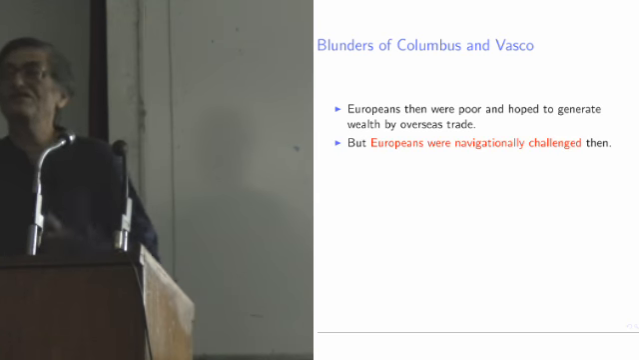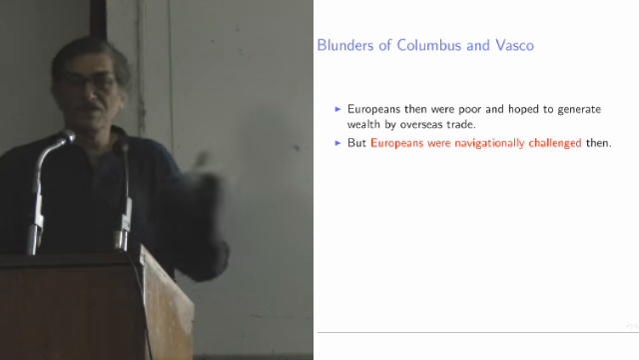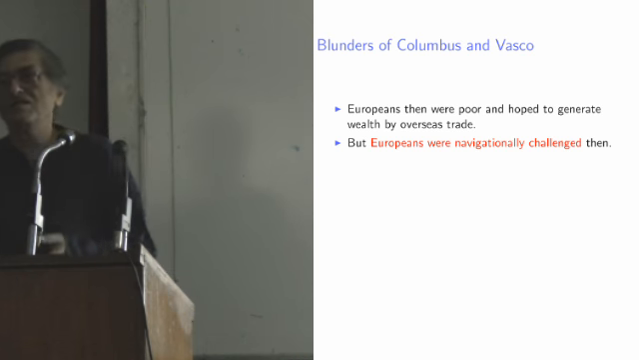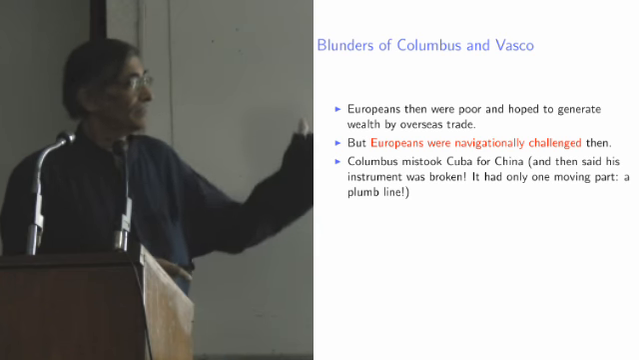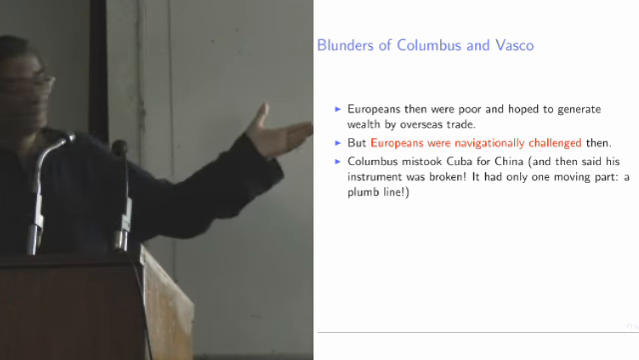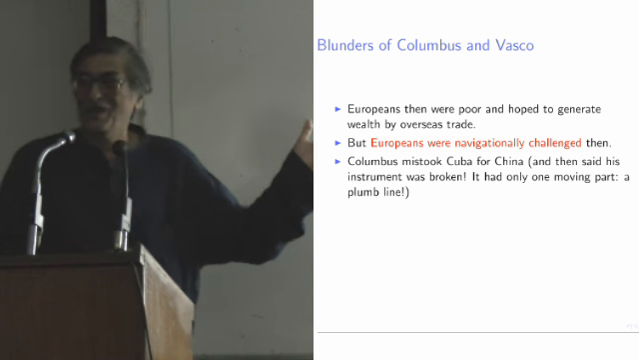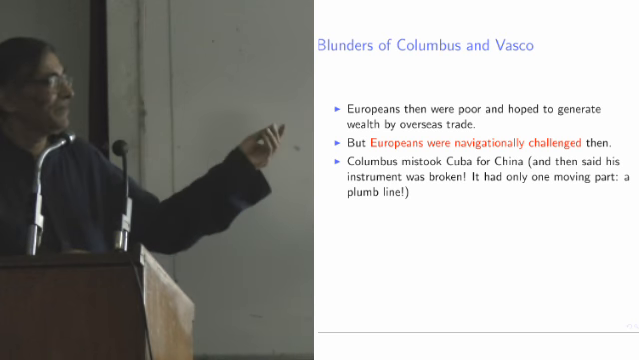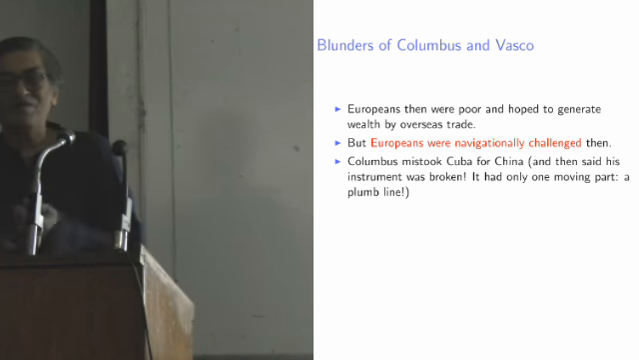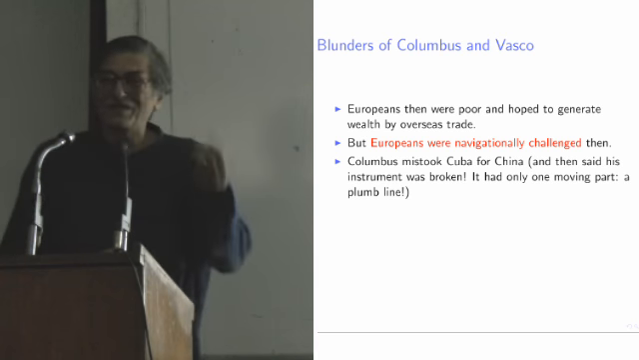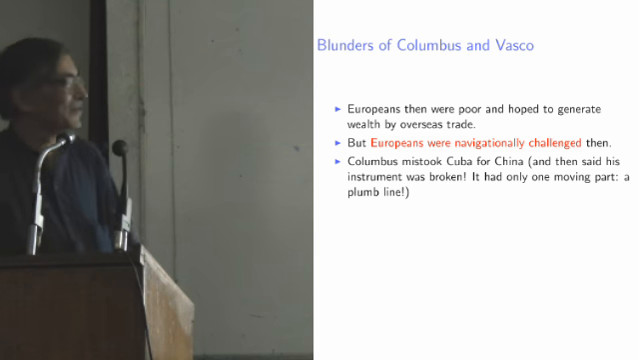And they were navigationally challenged. Their dreams of wealth depended on a good system of navigation. If a ship sinks, everything is gone. And what was their navigation? Columbus mistook Cuba for China. You think of it, how bad he was. And then he blamed the instrument. The instrument is broken. How can it be broken if it has only one moving part, and that is a string with a bob at the end of it?